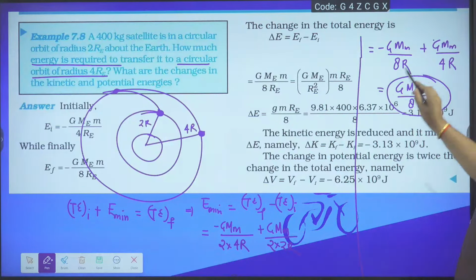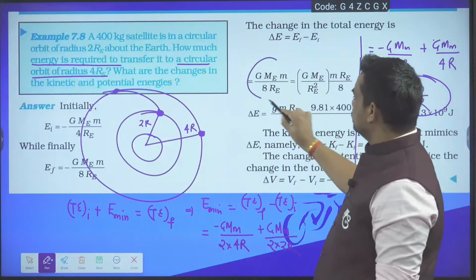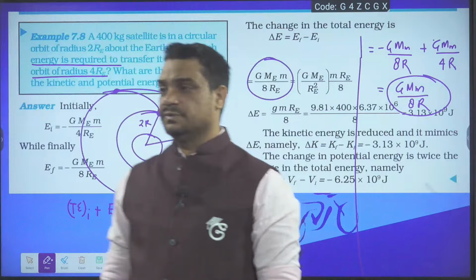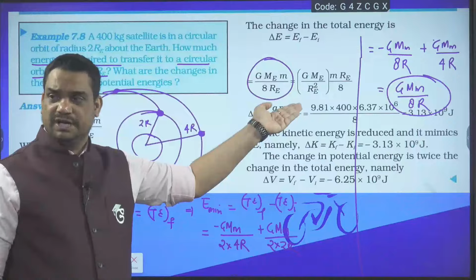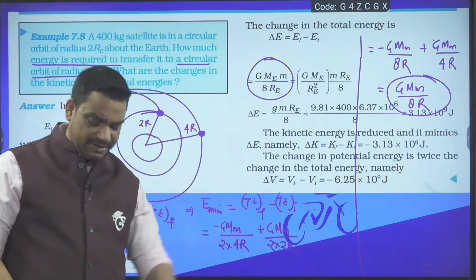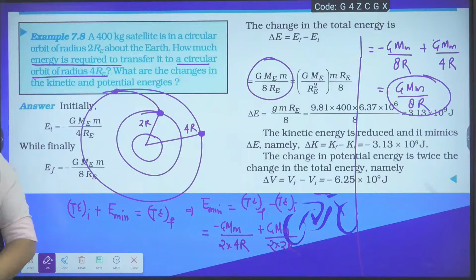This is the answer. After that we have to put the value, and here we got GMm by 8r. If they give all the required values, we can just put them here. Okay, very important question, shifting the orbit of a satellite. If they're asking about shifting the orbit of a satellite, can we do it?